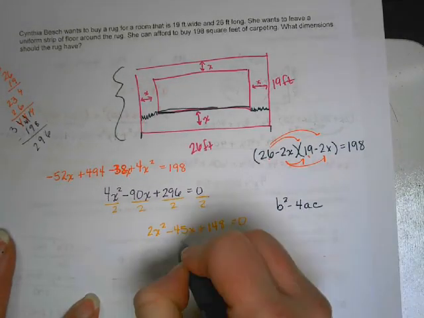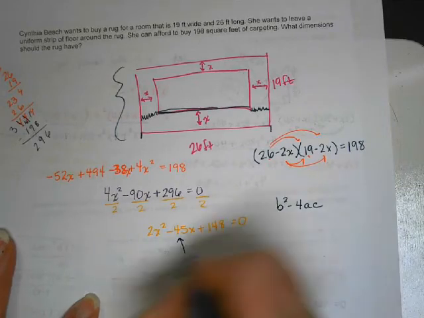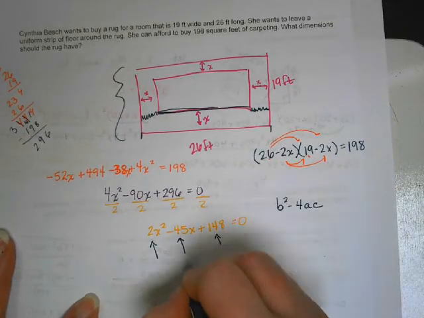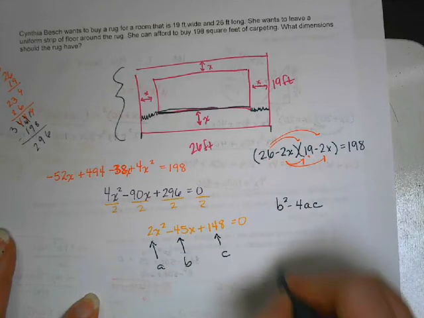So this is b. What is 45? This is a, and that's c. So b.